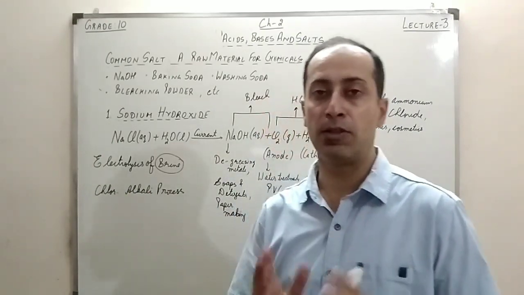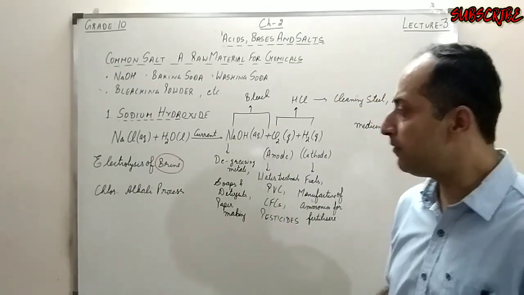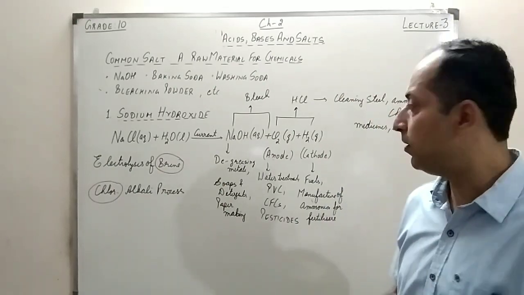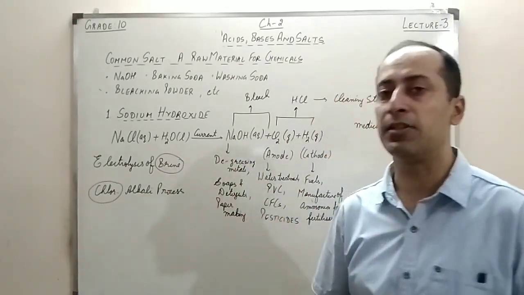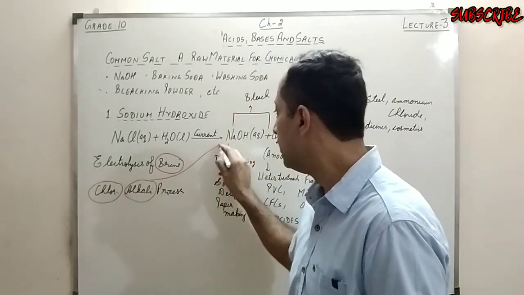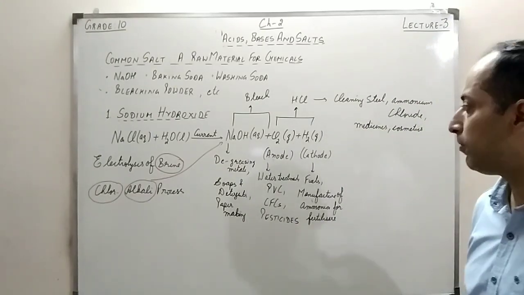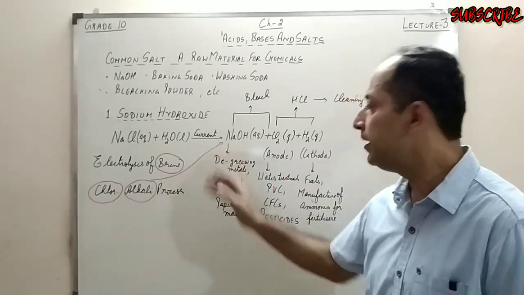There's a question which comes in the exam: why is this process called the chlor-alkali process? If you see the first part, chlor, this comes from chlorine. And this alkali, sodium hydroxide, is basically an alkali. So that is why this is called the chlor-alkali process, due to the formation of chlorine and the alkali sodium hydroxide.